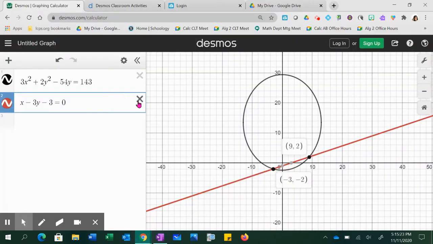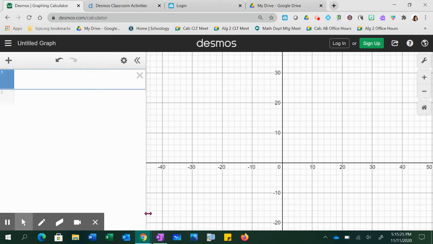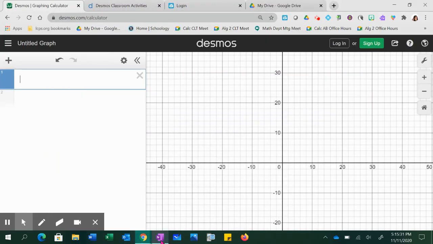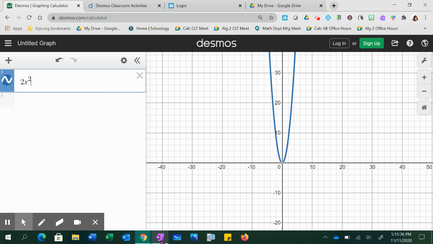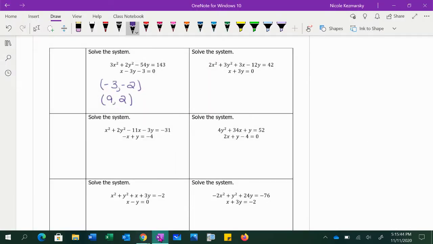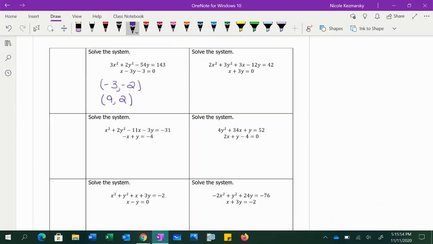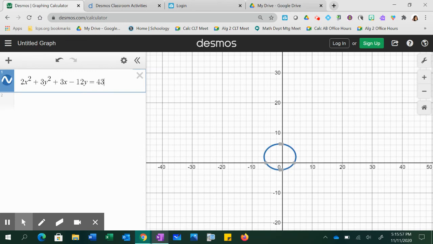So I'm going to go in and clear out Desmos. And for my first equation, I'm going to type in 2x squared plus 3y squared, and then we're going to do 3x minus 12y equals 42. There we go. So we've got ourselves another ellipse.